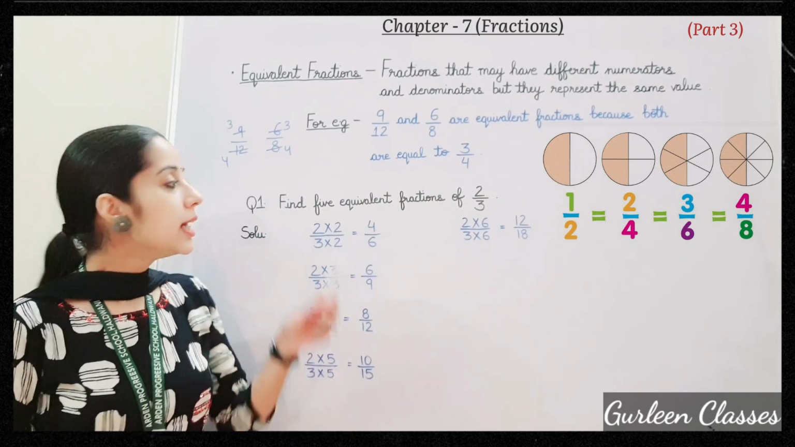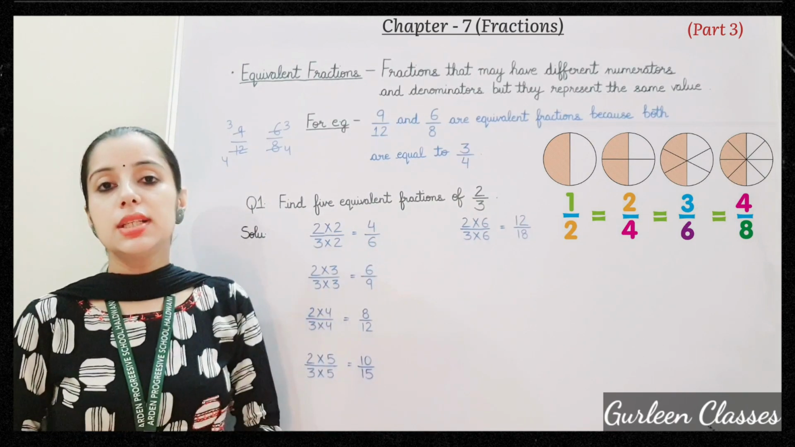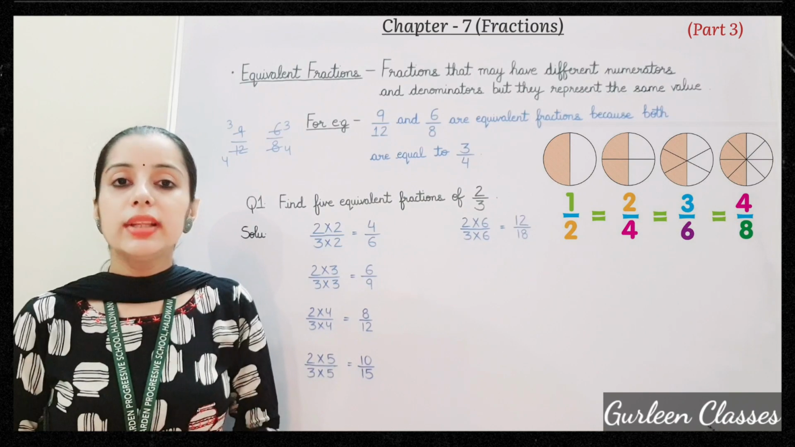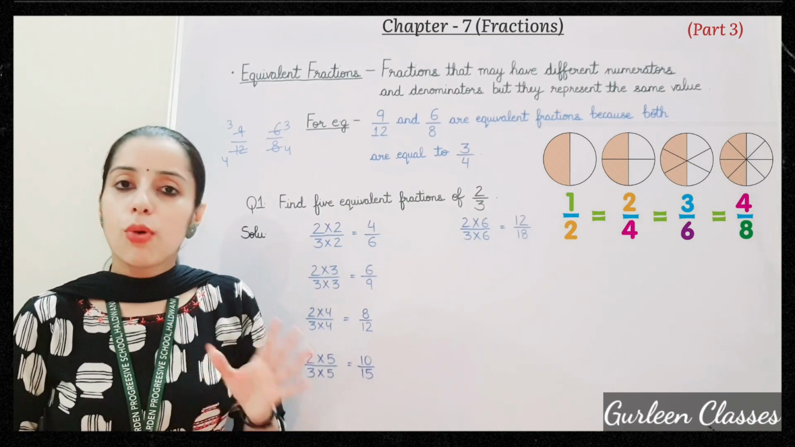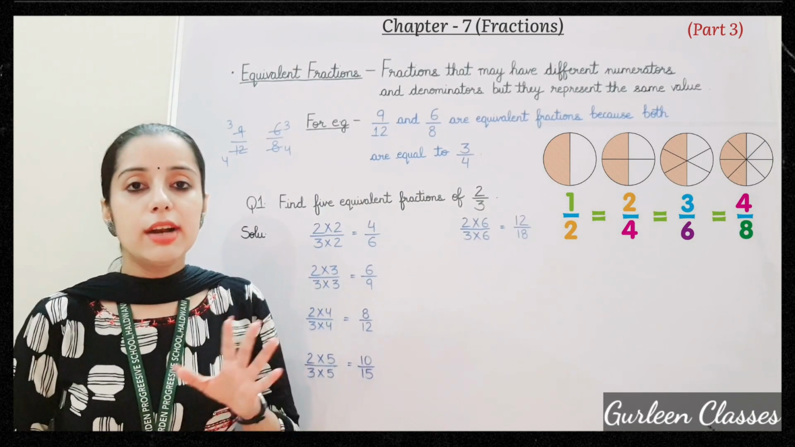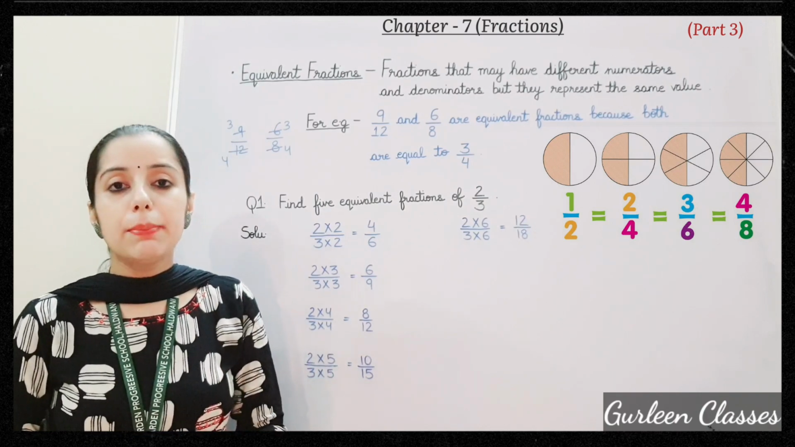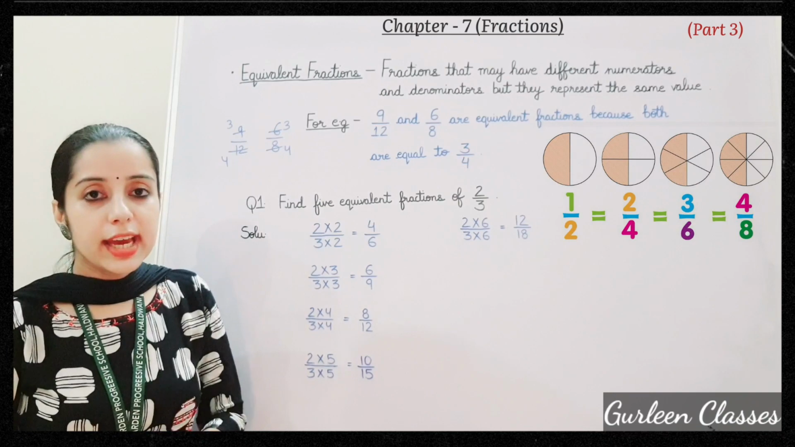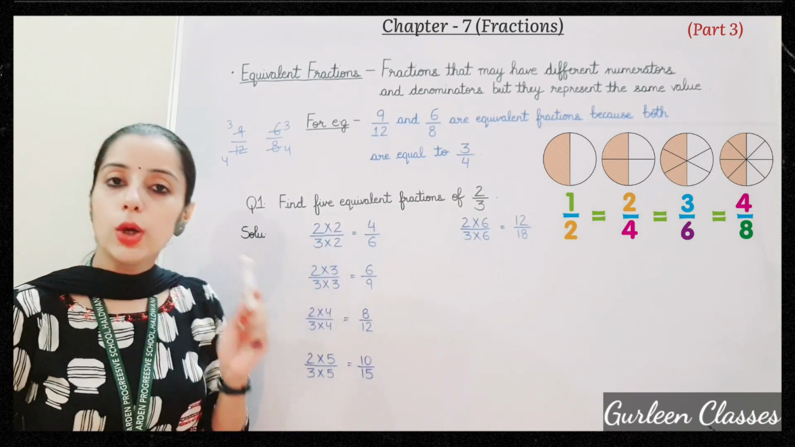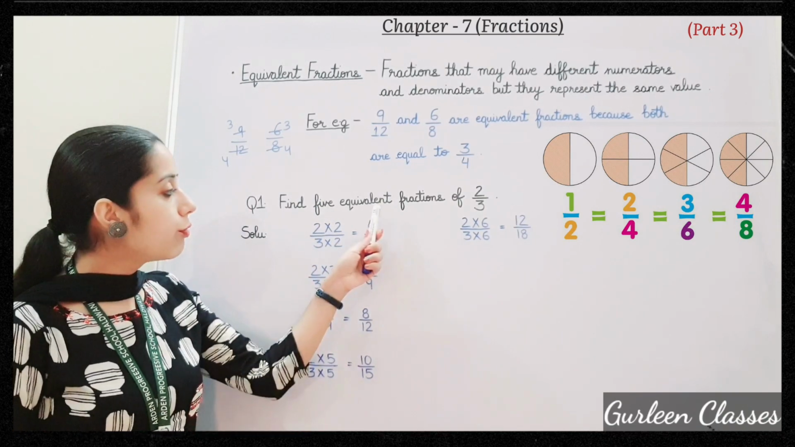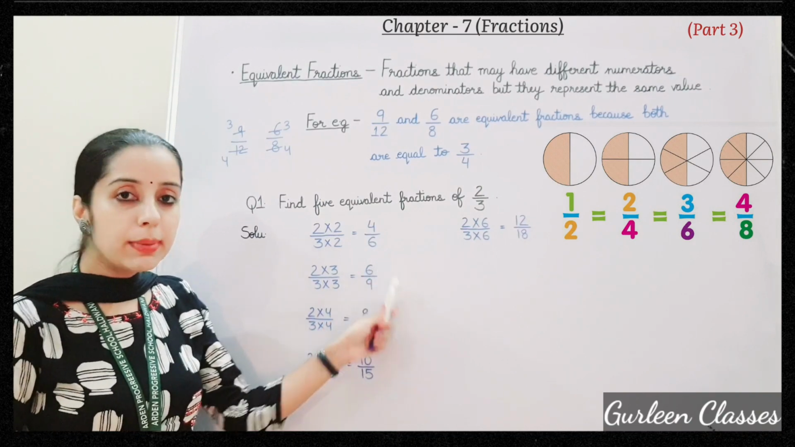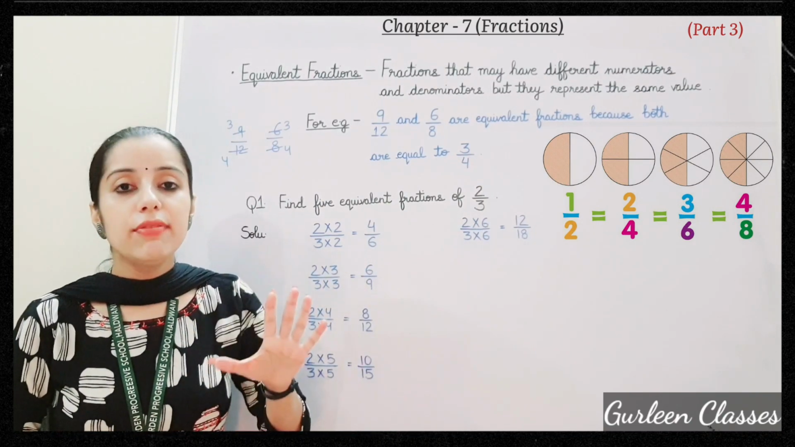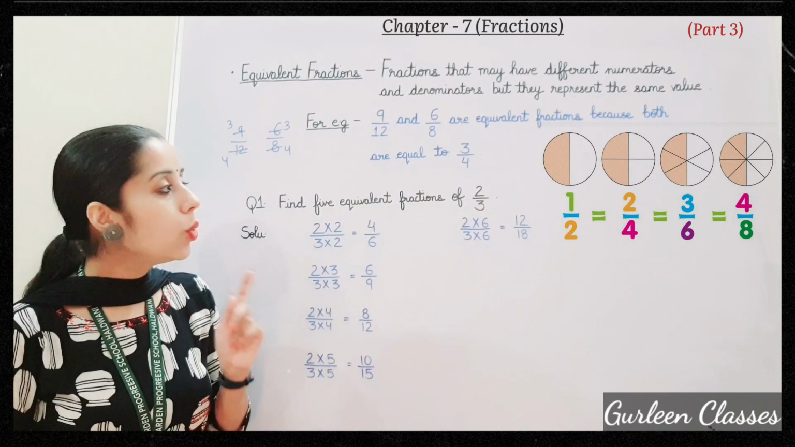Next question is, find 5 equivalent fractions of 2 upon 3. Students, whenever you have to find the equivalent fractions, 4 equivalent fractions or 5 equivalent fractions, you will simply multiply the numerator and denominator by the same number. Like here we multiplied by 2 in numerator and denominator. We got 4 upon 6. Similarly multiplied by 3, 4, 5 and 6. So these are the 5 equivalent fractions of 2 upon 3.